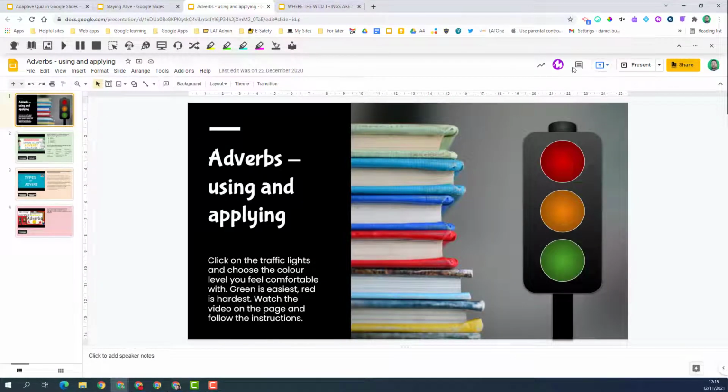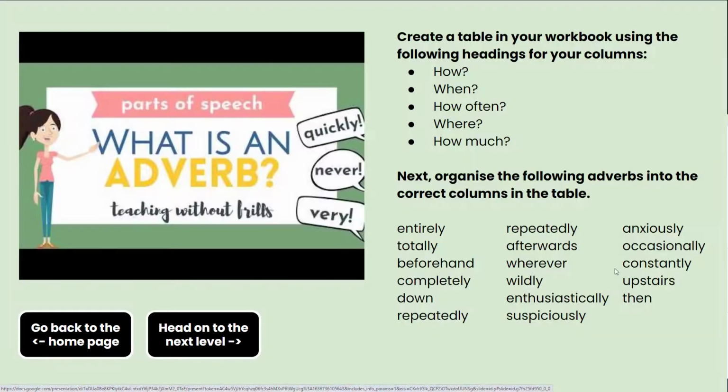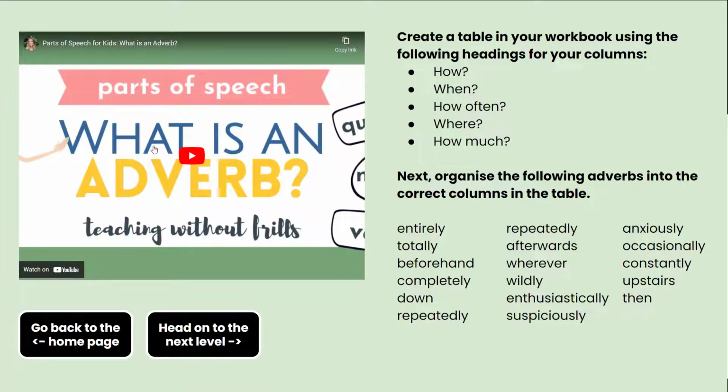A way of differentiating, I've got my traffic lights here, so I've created this. And then I've got we're learning about adverbs, so I've got three different levels. I've got the green, which is the easiest, red, which is hardest. So I can choose which level I want to do. Imagine I'm not feeling very confident. I can click on green, it takes me to the green slide.